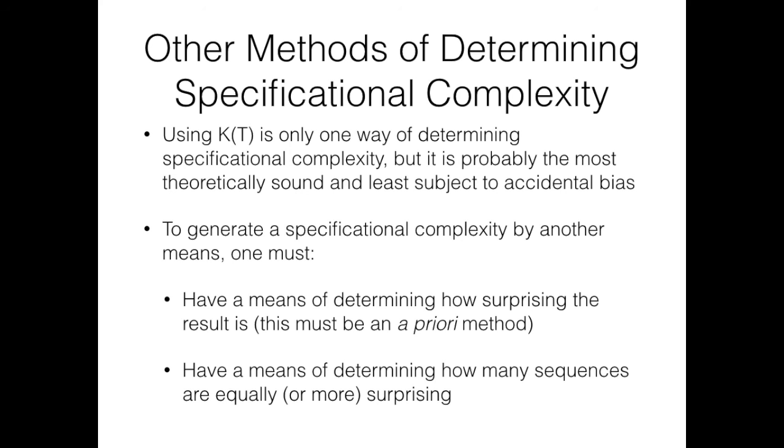You have to have a means of determining how surprising the result is, and this has to be an a priori method. That means we had to have had this result before knowing what the sequence was. And then you have to have a means of determining how many sequences are equally or more surprising.